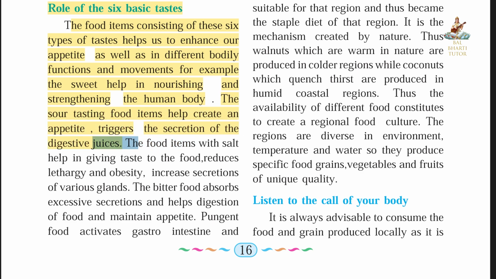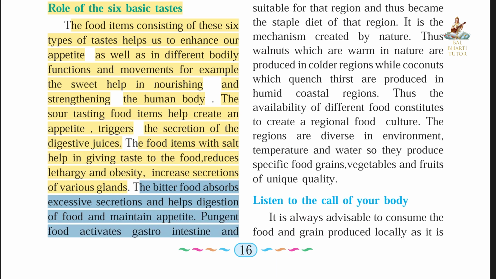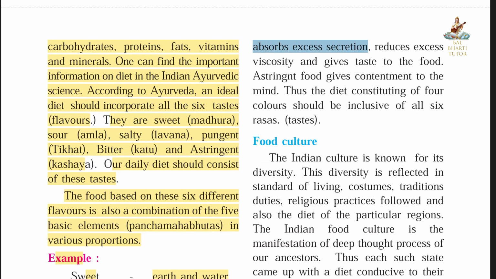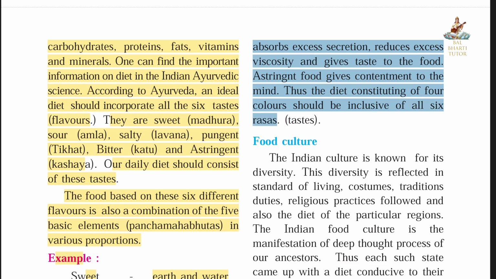The food items with salt help in giving taste to the food, reduce lethargy and obesity, and increase secretions of various glands. The bitter food absorbs excessive secretions, helps digestion of food, and maintains appetite. Pungent food activates the gastrointestinal tract, absorbs excess secretion, reduces excess viscosity, and gives taste to the food. Astringent food gives contentment to the mind. Thus, the diet should be inclusive of all six rasas, or tastes.